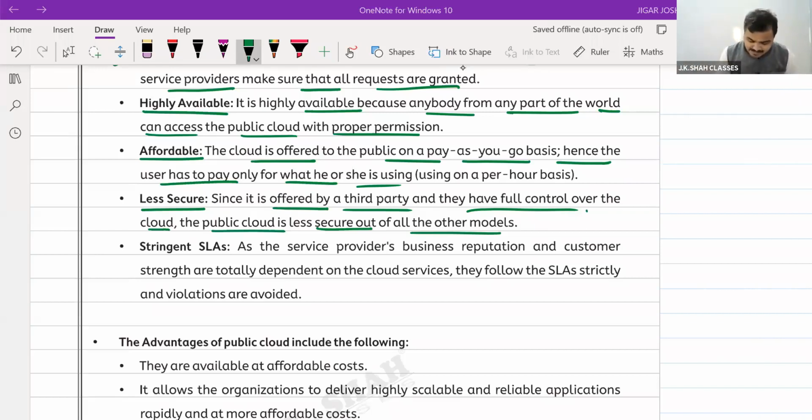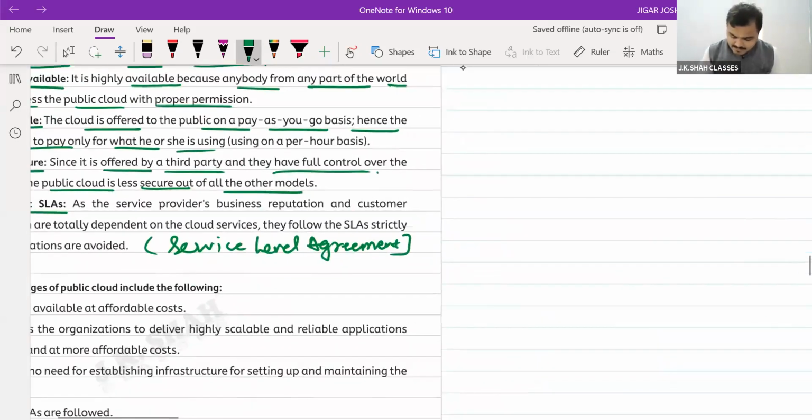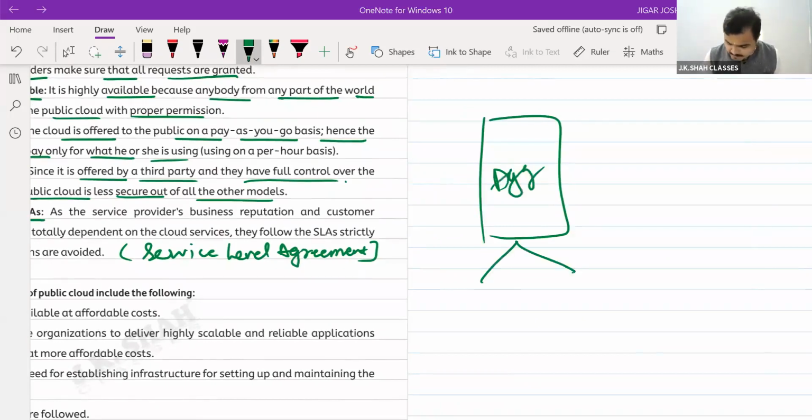Next one, SLA. Now, what is SLA? SLA refers to service level agreement. What did I say? Service level agreement. Sir, what is this service level agreement? See, this is an agreement between the service provider and the service receiver.